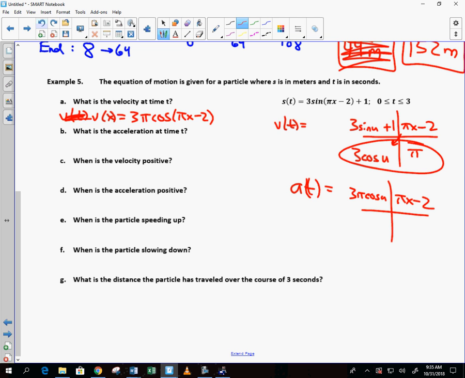What's the derivative of pi x? Pi. What's the derivative of pi, 3 pi cosine of u? We multiply the negative 3 pi times pi. What will that produce? Yep, pi squared. Good.